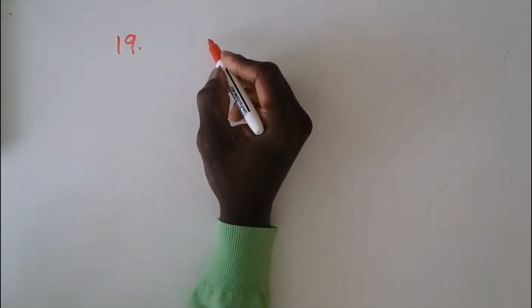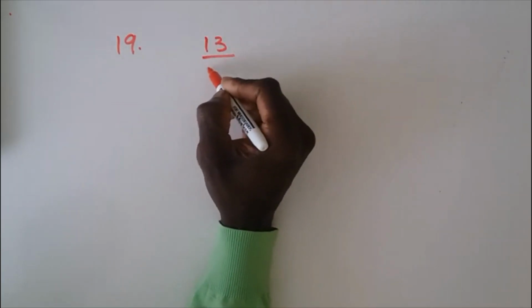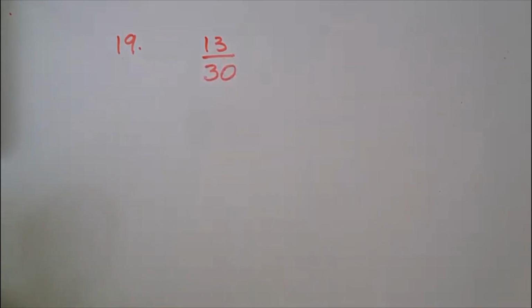Number 19, in a town in Cornwall, it rained for 13 days during April. What fraction of the days in the month did it rain? Well, in April, there are 30 days. And if it rained on 13 of those days, then the fraction would be 13 out of 30. We cannot simplify this fraction because 13 and 30 have no common factors other than 1. So the fraction of days in the month that it rained is 13 over 30.